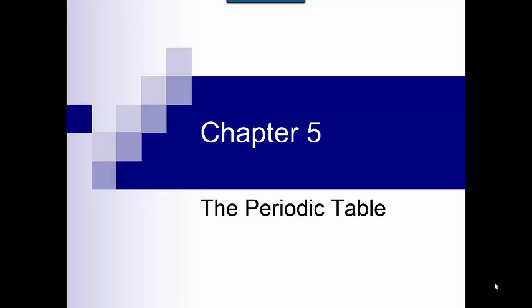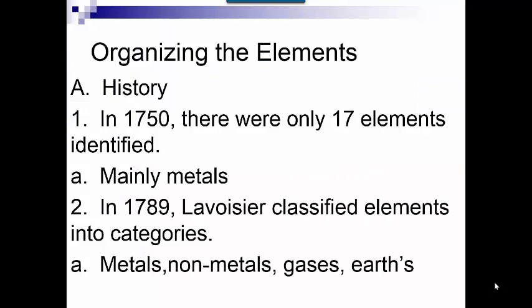In this unit, we're going to be looking at the periodic table, and we're going to start off with a little history about the periodic table and how it came into what we currently have. First of all, way back in 1750, we only had 17 elements identified. We are constantly putting new ones on the periodic table as new elements are discovered. And most of those 17 elements were metals, so things that they could find as they were maybe digging for gold, gold being a metal, aluminum, so on.